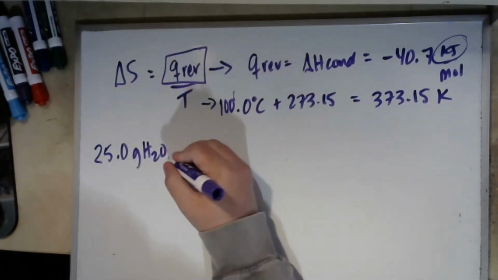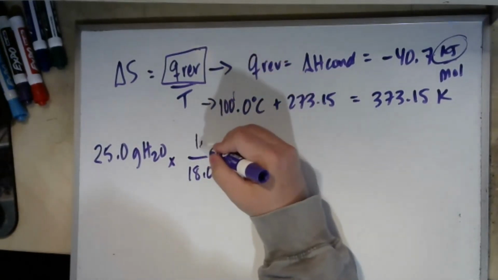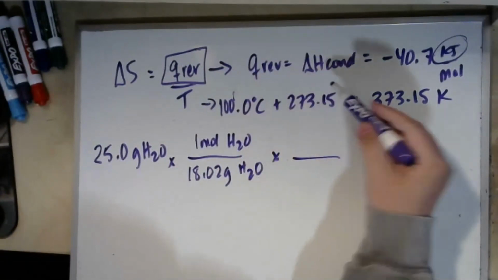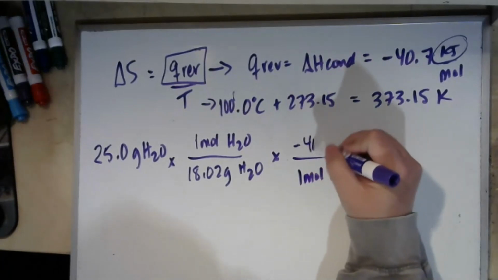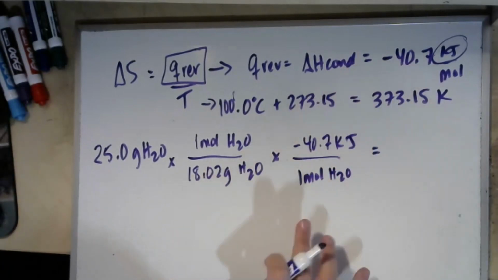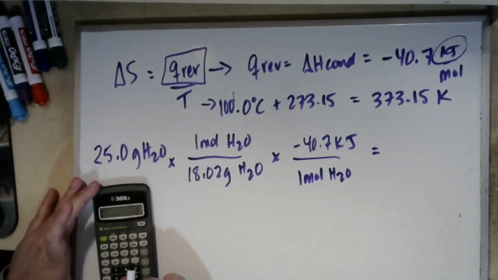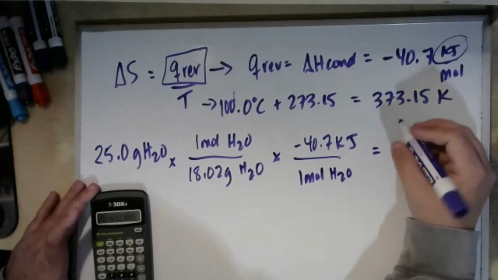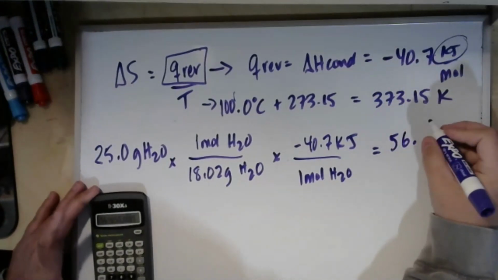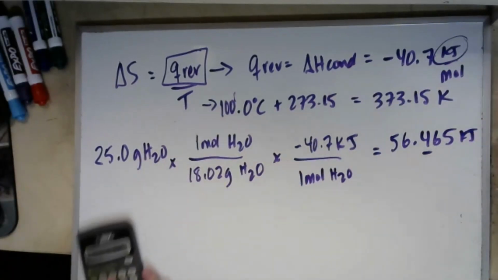So we have 25 grams of water. I'm going to use the molar mass of water to figure out how many moles I have. And then I can use that delta H of condensation value and say that in every 1 mole of H2O, that's going to be negative 40.7 kilojoules. So now I'm going to have a value that's specific to this amount of water. So that's the amount of kilojoules, specific to the 25 grams of water.